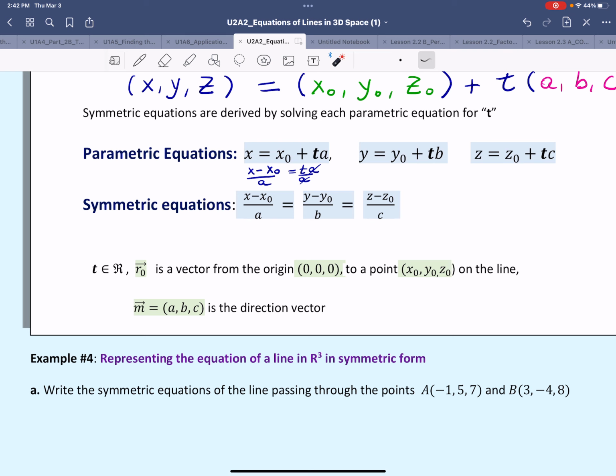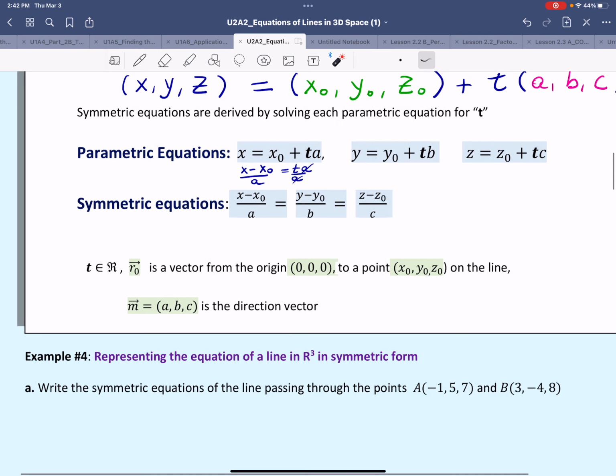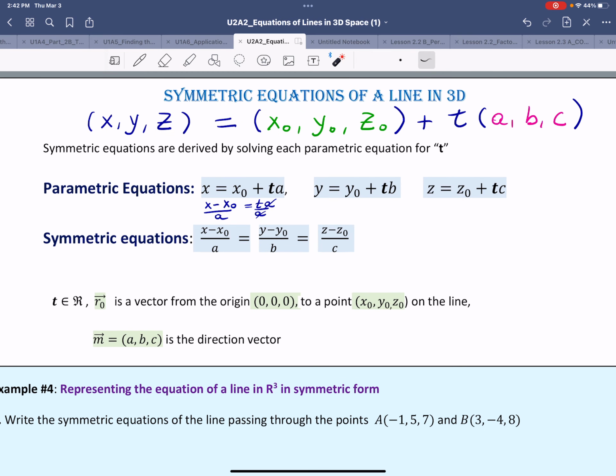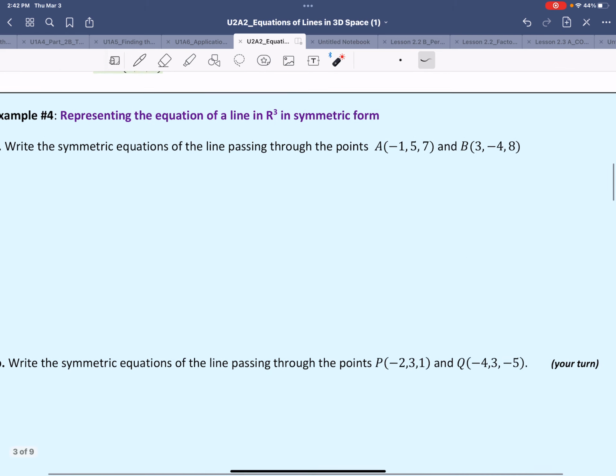So now you're probably wondering, why are we adding more equations? What is the benefit to using so many of them? It's always great to look at things from different perspectives, and symmetric equations in a way can help us identify the direction vector right away. We can spot it from the denominator, and it helps us solve a lot of problems more easily. But for now, we're just going to learn how to build them.